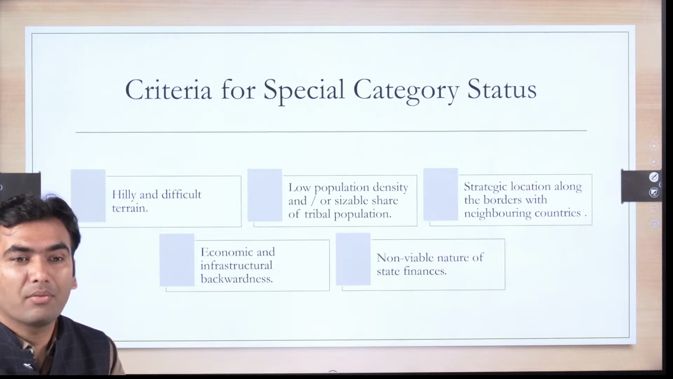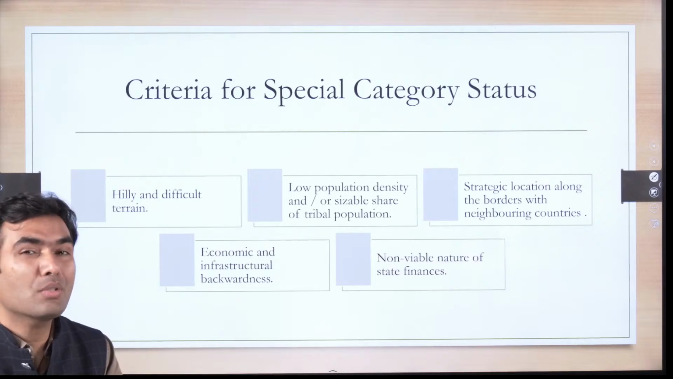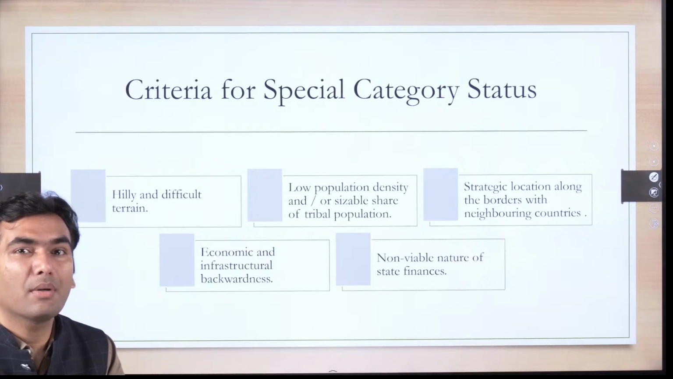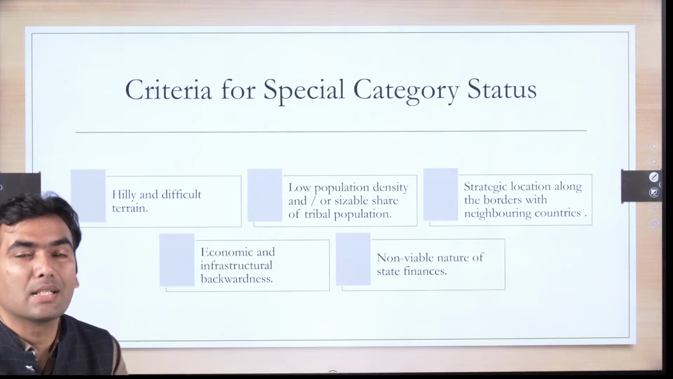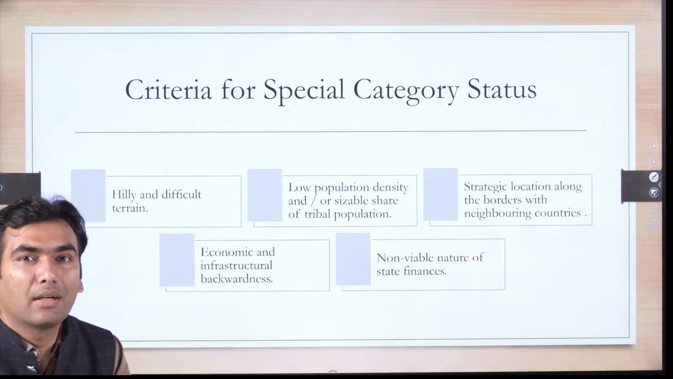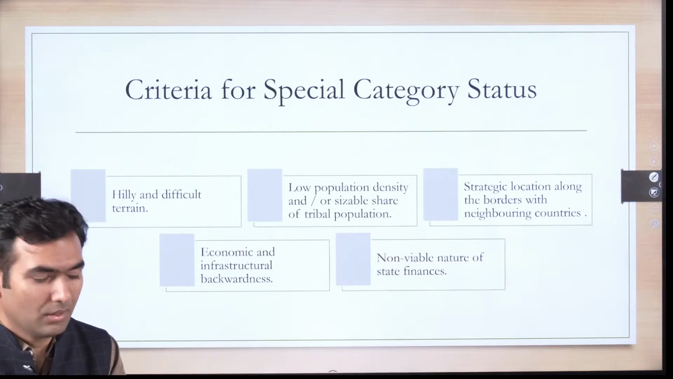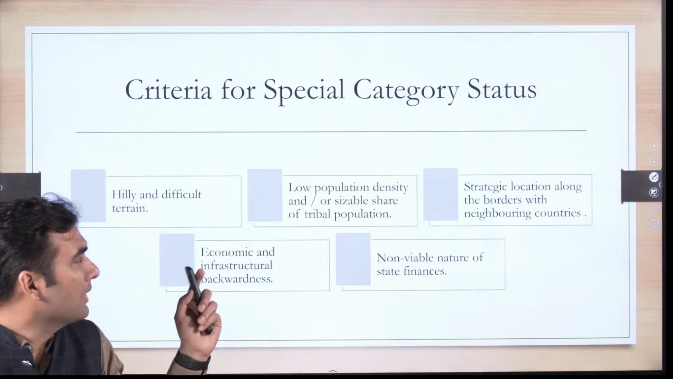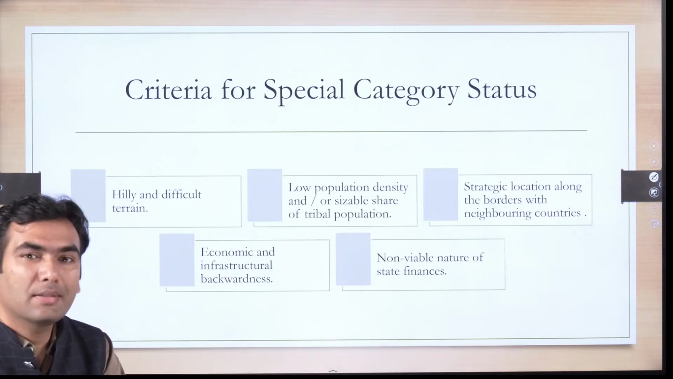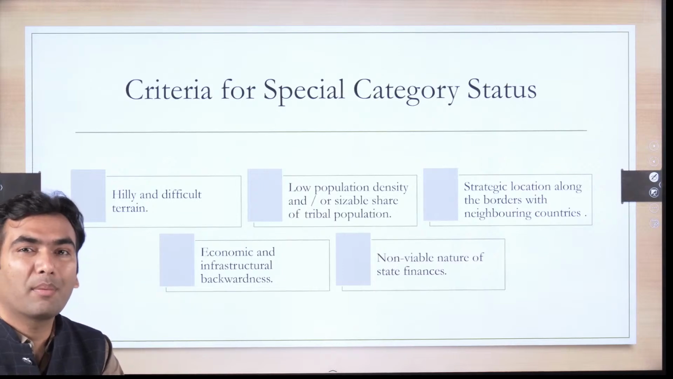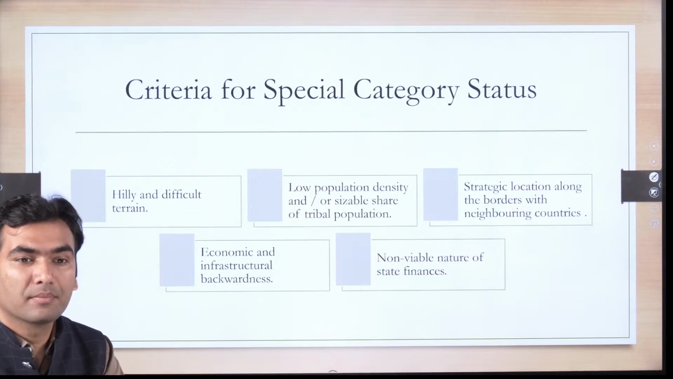I mean, demography is also a resource. So that resource is not there, either because of the low population density, or if it is a tribal population, that resource is not properly trained and not converted into human resource. Okay. Next is a strategic location along the borders with neighboring countries. If we have a strategic location, it is important for us to do the development in the national interest.